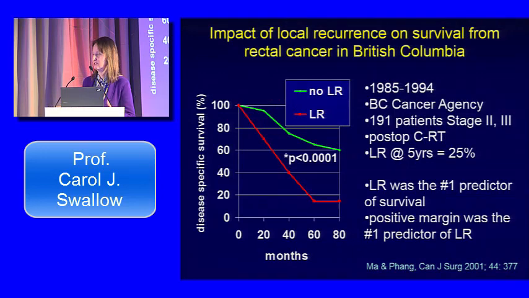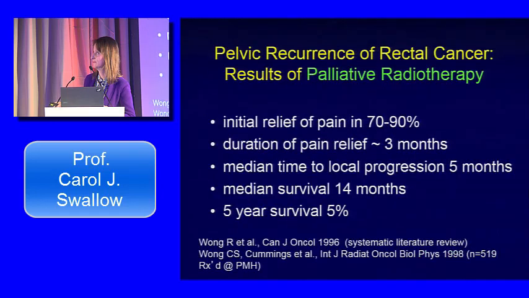There are other reasons to consider resection apart from long-term survival. One of them is whether local recurrence affects survival itself. So local recurrence in this Canadian series was actually the number one predictor of survival, and positive margins of resection for the primary was the number one predictor of a local recurrence, showing the link between these factors.